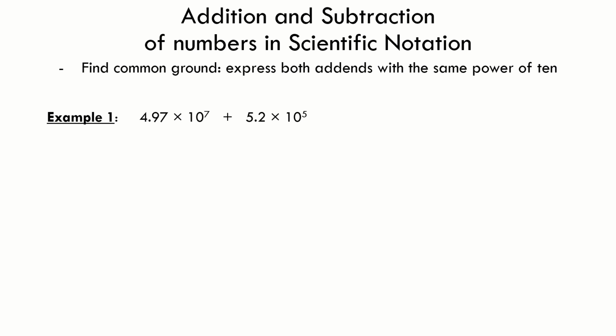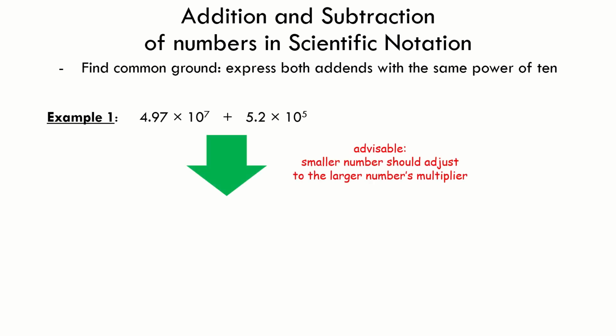Halimbawa, 4.97 times 10 to the 7th plus 5.2 times 10 to the 5th. Pansin natin, magkaiba ang kanilang power of 10 multiplier. Merong 10 to the 7th at 10 to the 5th. Kailangan mag-adjust ang isa sa kanila para maging pareho ang kanilang multiplier. Sa experience ko, mas maganda na yung mas maliit na number yung mag-a-adjust. In this case, yung 5.2 times 10 to the 5th yung mas maliit na number. Kaya siya yung ia-adjust natin mamaya.